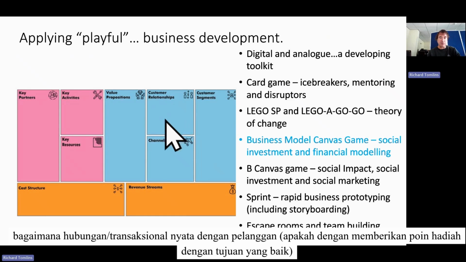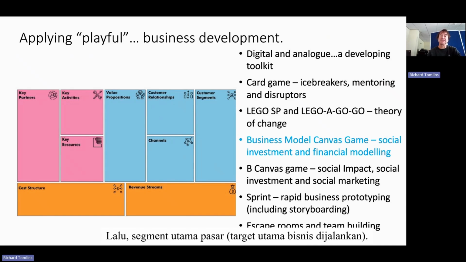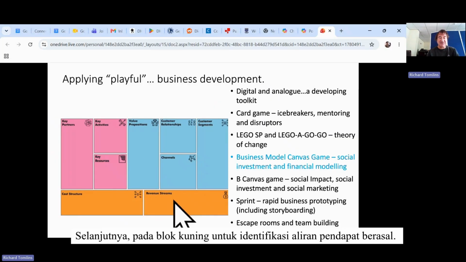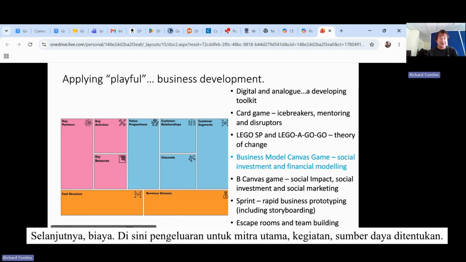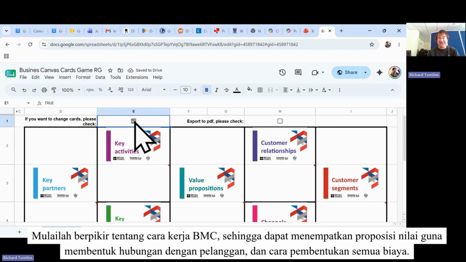Are you going to give reward points where actually I feel I'm part of the process, or maybe I could pass my reward points on to a good cause? Who are going to be the customer segments? Yellow blocks to identify what the revenue streams are, and then we move to the costs, if you like. So these are the costs, these are the key partners, the key activities. Thinking about the way in which Business Model Canvas works. So the way in which your value proposition.